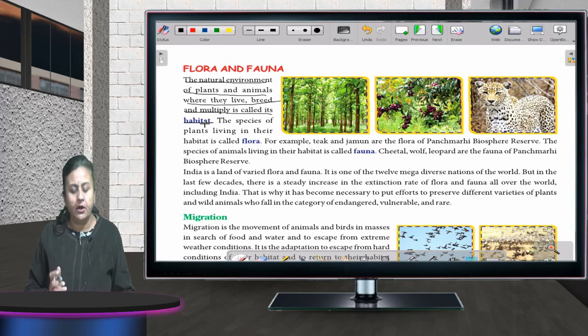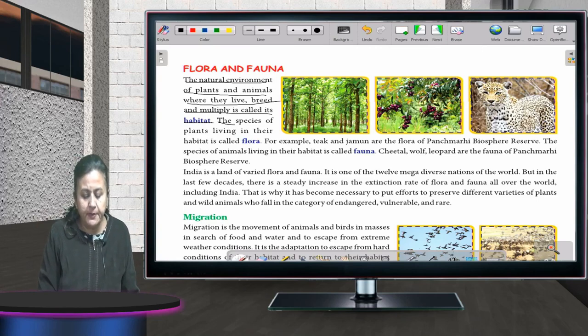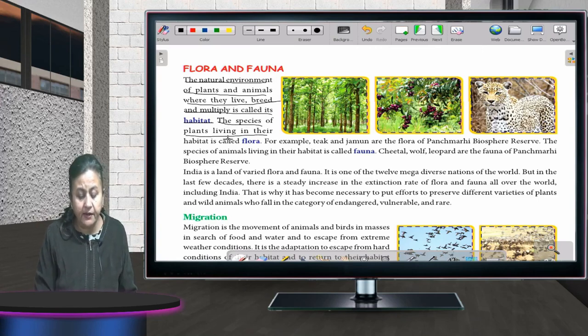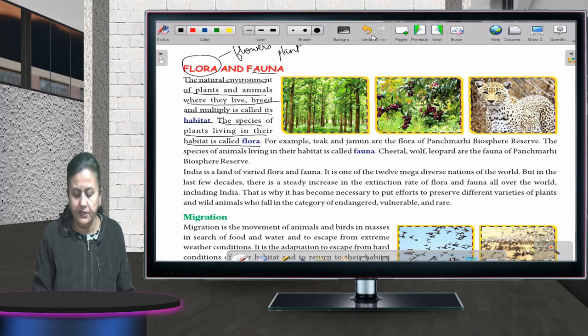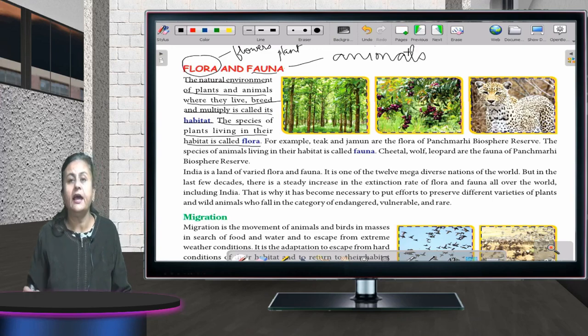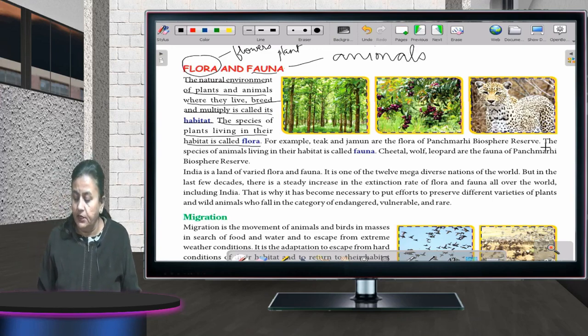Now, the species of plants living in that habitat is called flora. For your remembering part, flora means flowers, that is related to plants. Flora is plants and fauna is animals. What is fauna? Fauna is animals. So the species of animals living in their habitat is called fauna.